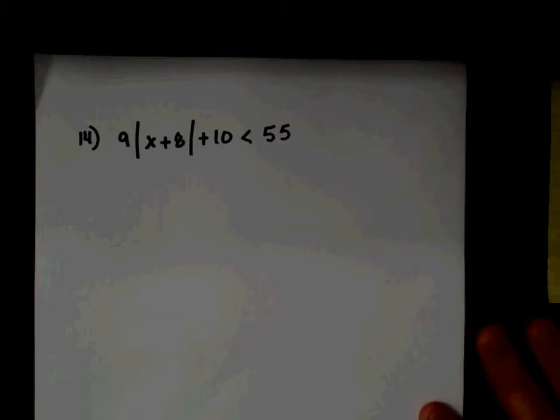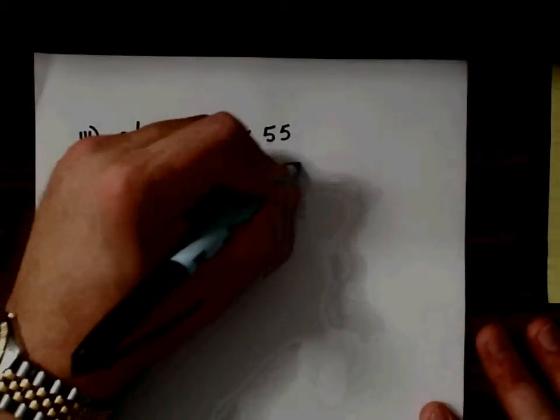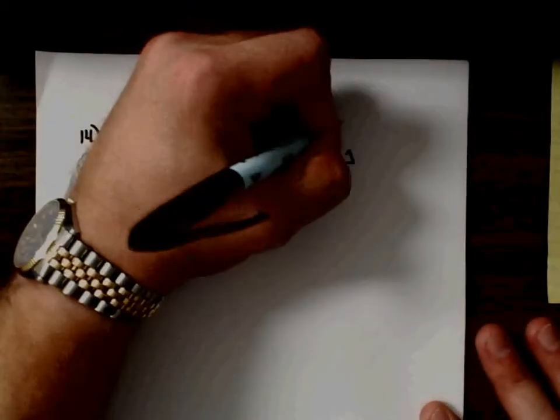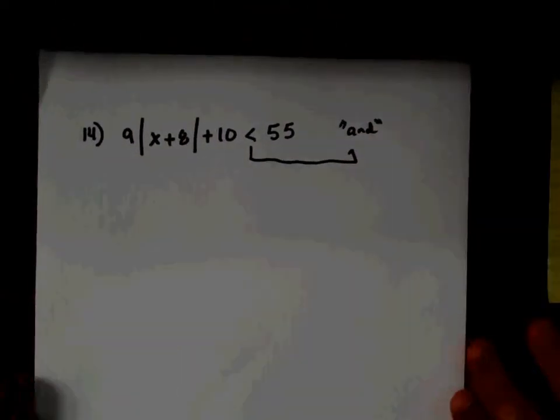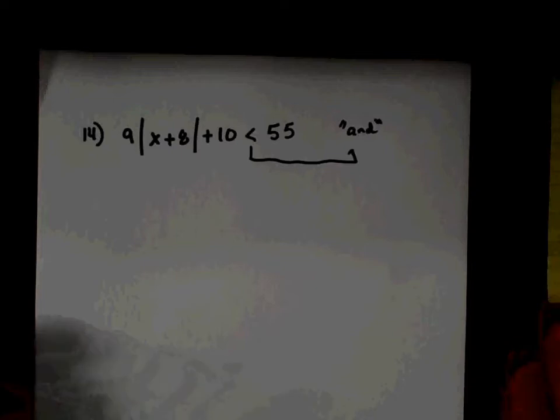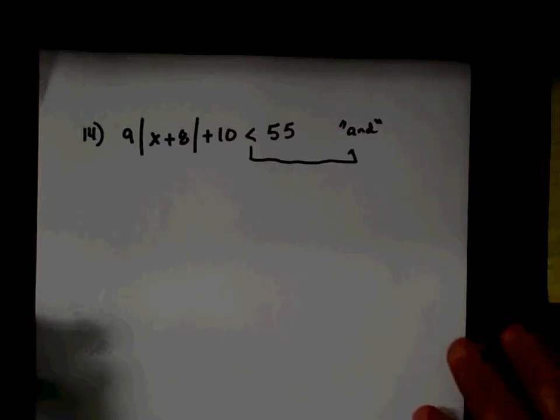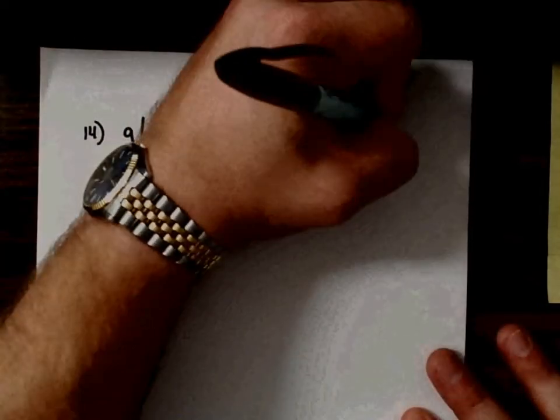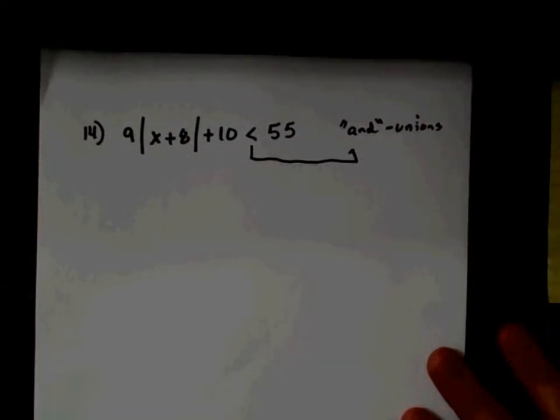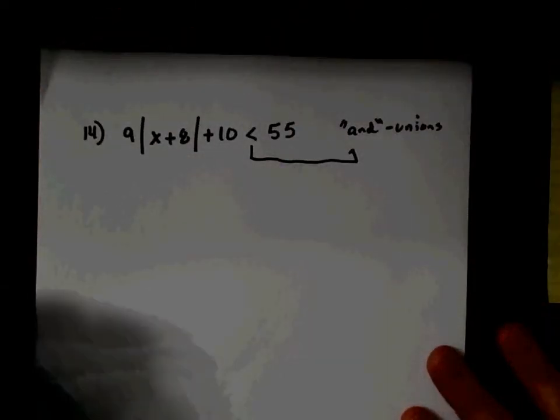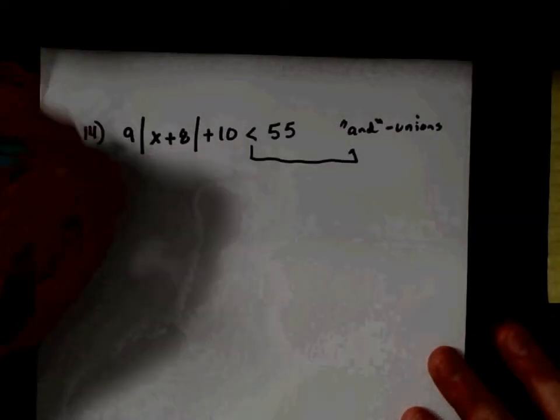Since it is a less than, less thans are ands. Okay? Greater thans are ors. And so this is going to be an and, so we know that ands are unions. It's what they share. Okay, it's what they share. So, first thing we've got to do is clear the inequality.